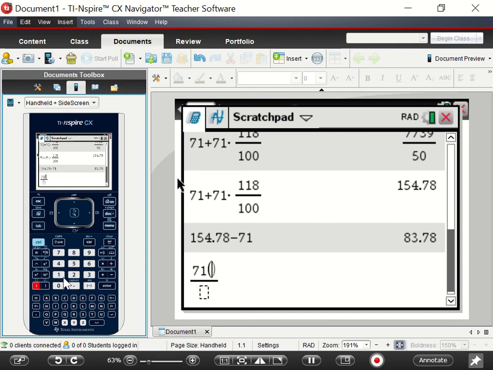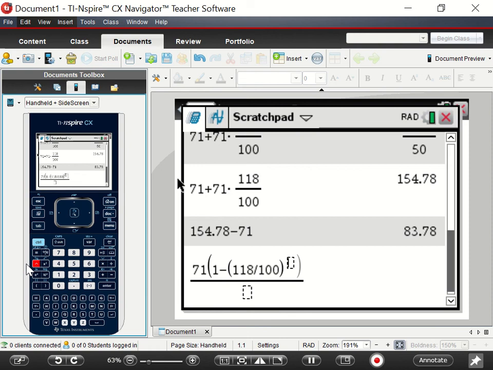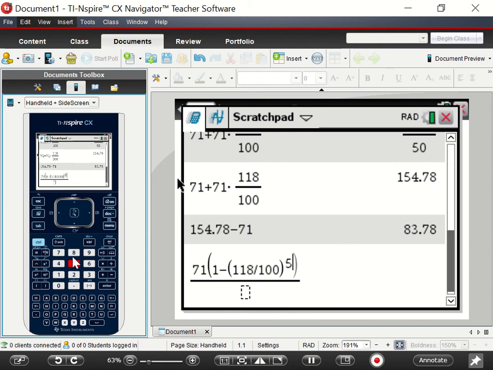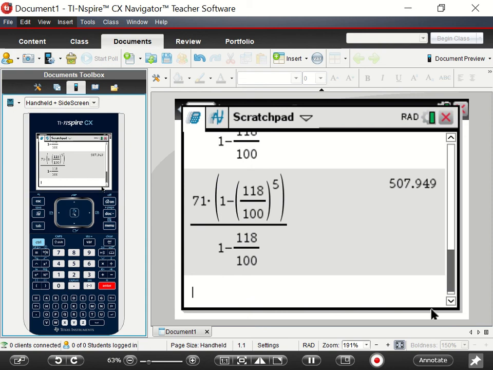71 out of 1 minus 118 divided by 100, fifth power. You forgot to close it. It's closed. Oh, it closes it anyway? Yeah, because you notice it's gray, you have to put parentheses on this one. Watch, because it doesn't always work. It does it right here. It doesn't work on the other one. Control enter. It does. Where'd you get? 507949. That's what I got.